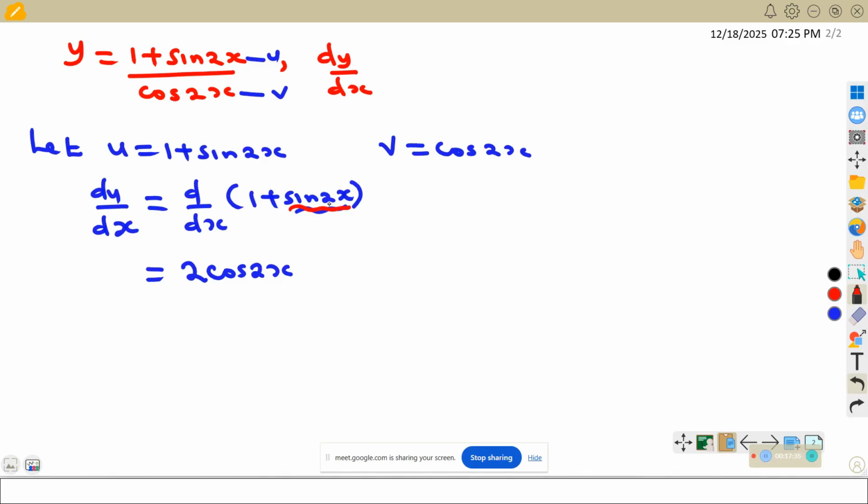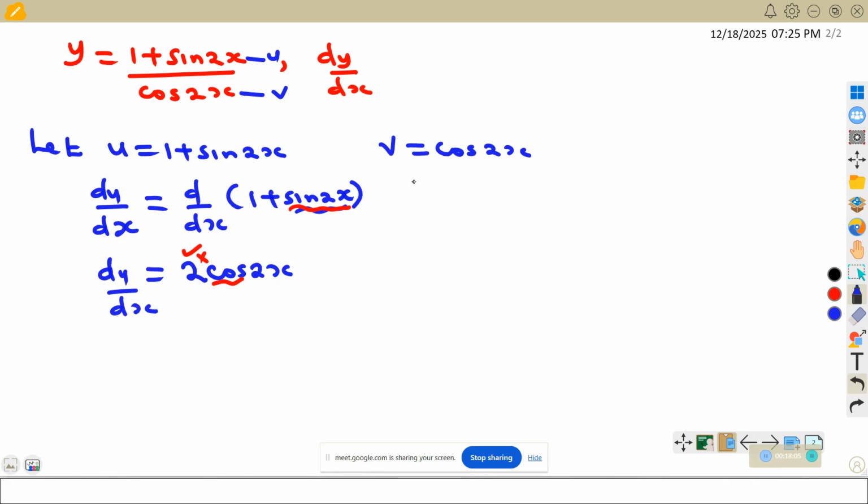When you differentiate this expression, you differentiate 1, which gives you 0. When you are differentiating sine, as we said, you differentiate the angle. When you differentiate 2x with respect to x, you get 2. So this will be 2, multiplied by the derivative of sine, which is cos, and then you return the same angle. So we have du dx as 2 cos of 2x.